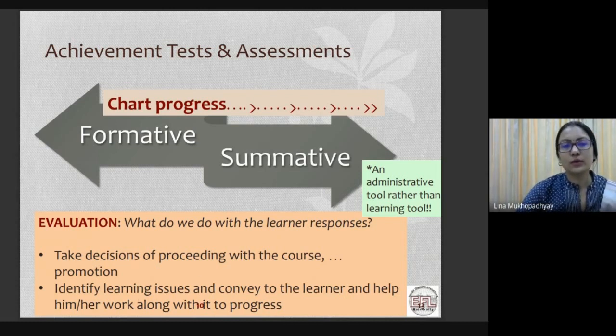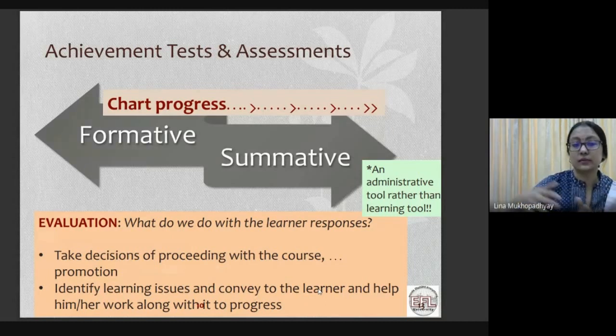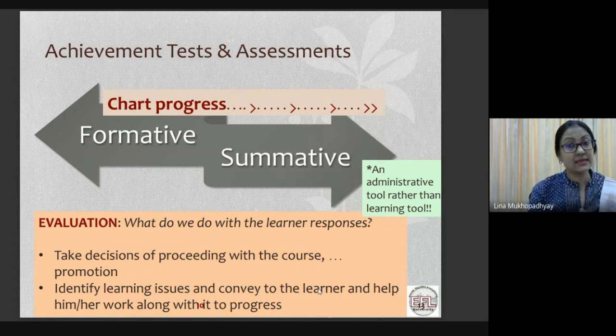Right. So in evaluation, what we do is we take decisions. We take decisions of proceeding with the course or promotion of the learners. At times, we can also evaluate certain learning issues as a teacher researcher, do some classroom-based research, convey them to the learner and help him or her to work with it in order to progress further, right? So the formative assessments have a lot of scope, both for the learners and the teachers. And as I suggested, it has scope for teacher researchers as well.